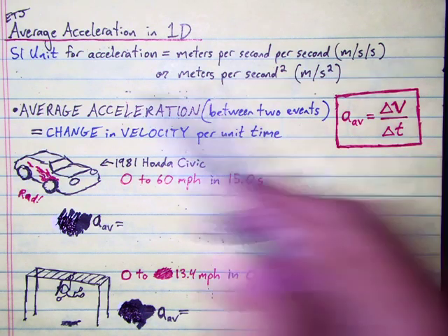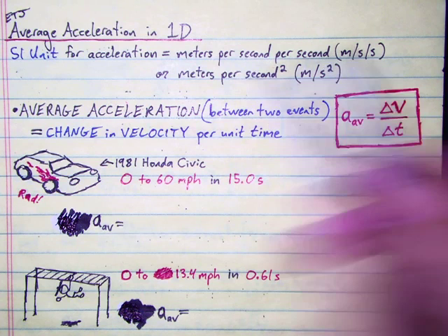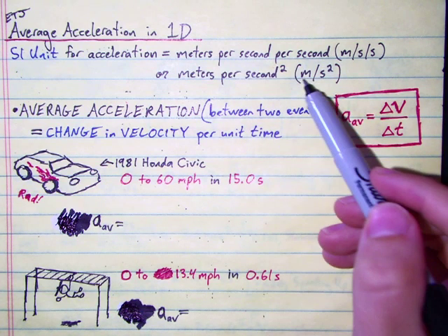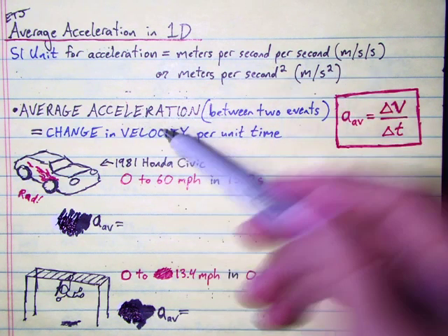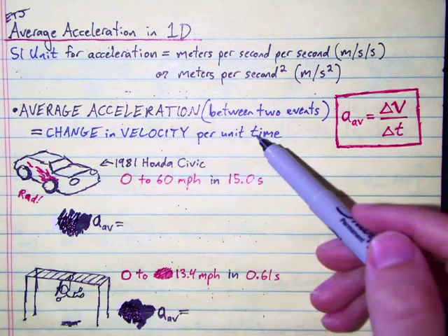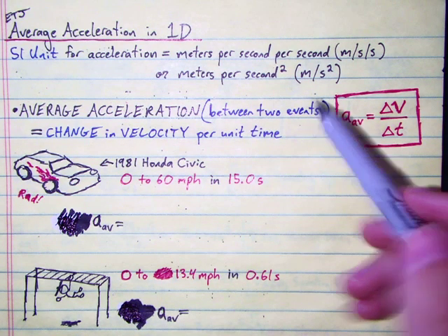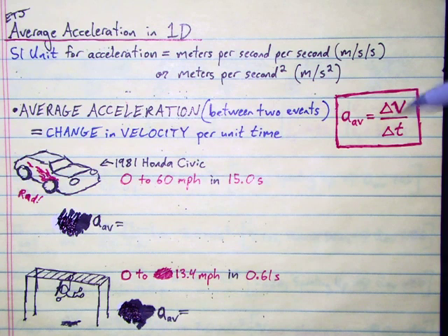Acceleration, the SI unit for which is meters per second per second. We usually say meters per second squared. The average acceleration of an object is the change in its velocity per unit time between two events. So average acceleration is always measured between two events, and it's the change in velocity, delta v, over the change in clock time, the time interval, delta t. We write lowercase a for acceleration, with a little av for average.